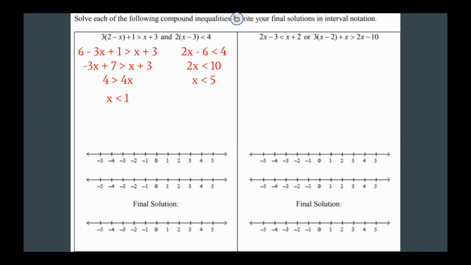And what word do we have in the middle this time? And, so we have to make both of these inequalities true. Our first one, x is less than 1. The other one is x is less than 5. So what kind of solution makes both of those true?